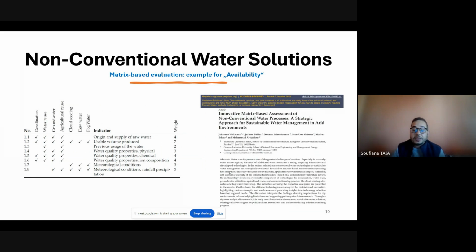So we created an evaluation matrix with the technologies and the selected indicators, which incorporates both the technologies and the chosen indicators. Those technologies are systematically sorted into categories such as availability, applicability, environmental impact, scalability, and economy. This methodological approach has been collaboratively agreed upon within the consortium and with the stakeholders and engaged partners.